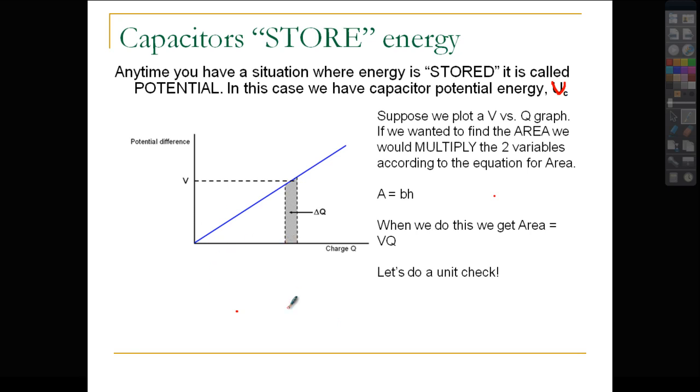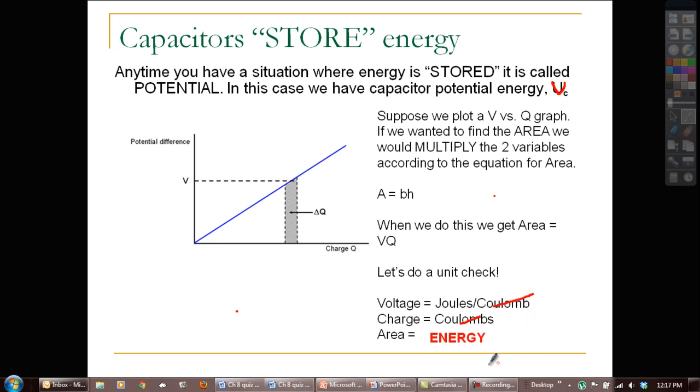And let's do a unit check. Our units for voltage are joules per coulomb. Charge is coulombs, so if I do joules per coulomb times coulombs, which is V times Q, I get an area with energy units of joules. The coulombs cancel each other out, and we're left with joules.